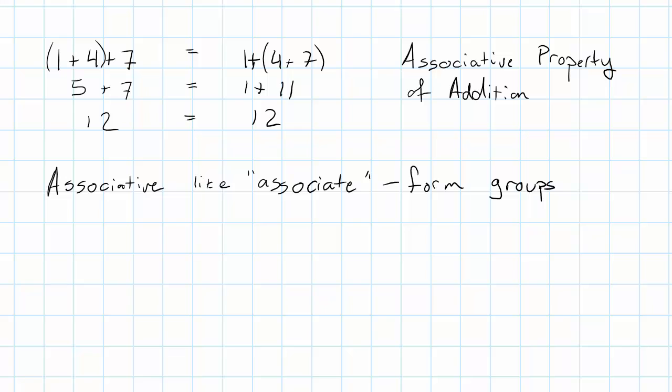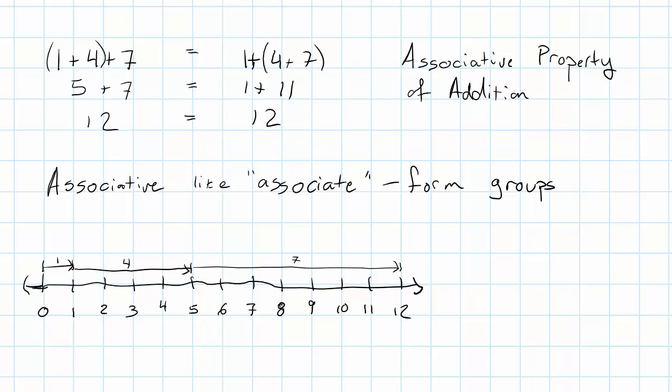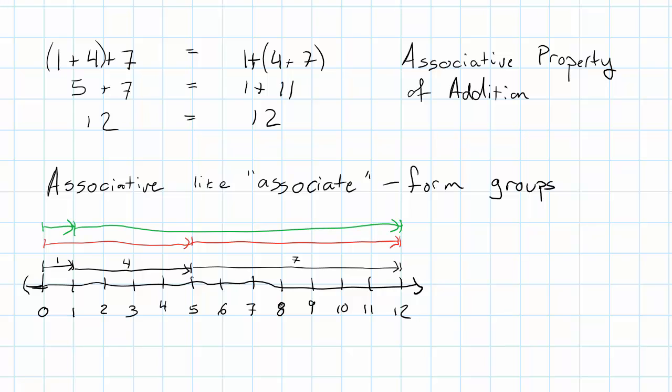Now we can picture the associative property of addition on a number line like this. When we look at this addition, we can think of either first combining the first two vectors and then adding on the last, or first combining the second two vectors and adding that onto the first. Either way, we end up in the same place.